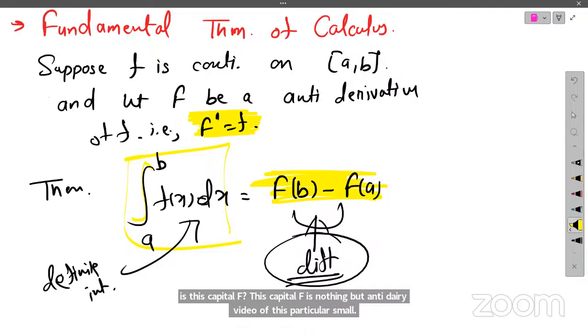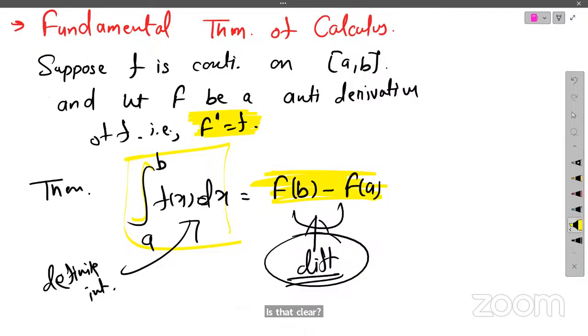Yes. This antiderivative part is quite unclear.